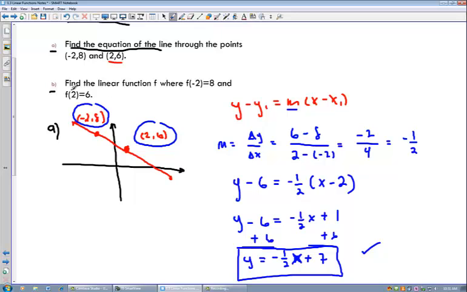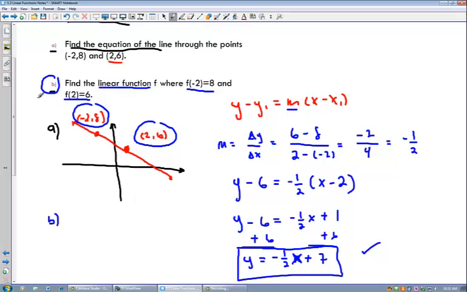Now the second part, part B, says find the linear function where f of negative 2 is equal to 8 and f of 2 is equal to 6. So hopefully you realize that this is exactly the same question as above, just written in different notation. It's written in functional notation. So the input is negative 2, the output is 8. The input here is 2, where the output is 6. So input 2, output 6.